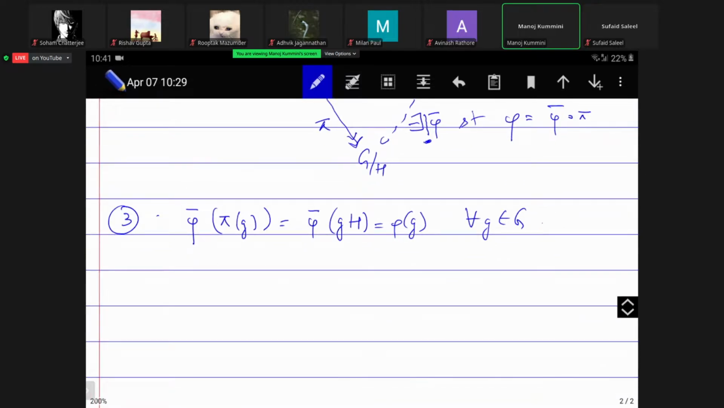So again, all that we're using is that from G mod H to G bar, G prime, there is a function that can be defined on the whole coset. And it's well defined. So now let's check one.